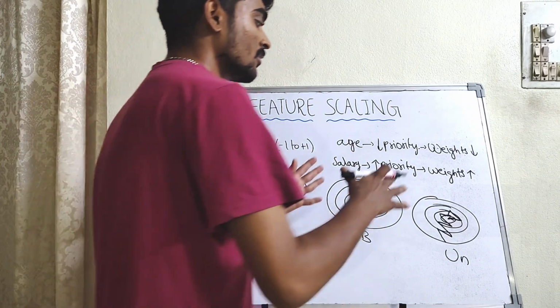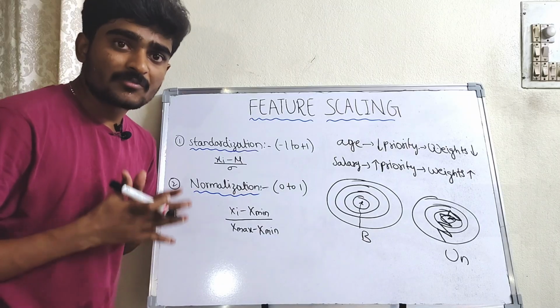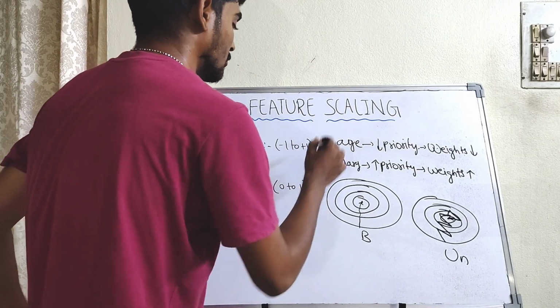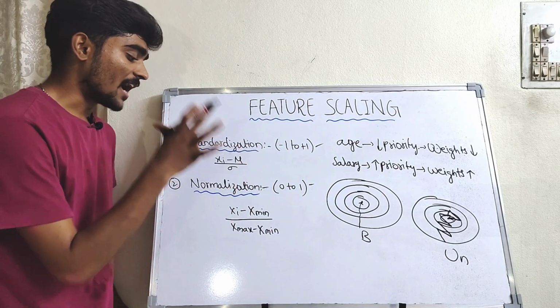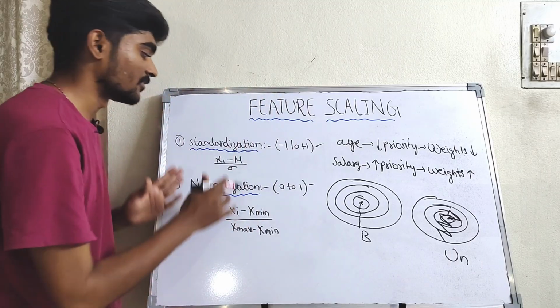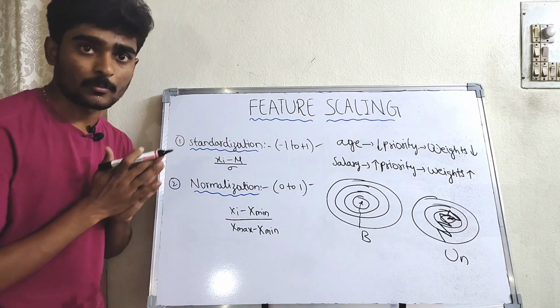Now we'll be finding a solution to this problem. The solutions are standardization and normalization. These are the two feature scaling techniques: one is standardization and the other is normalization.